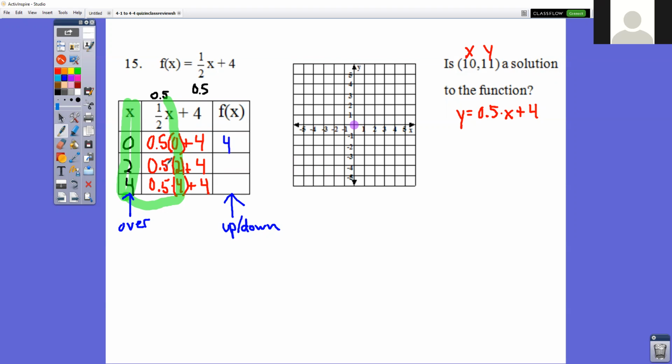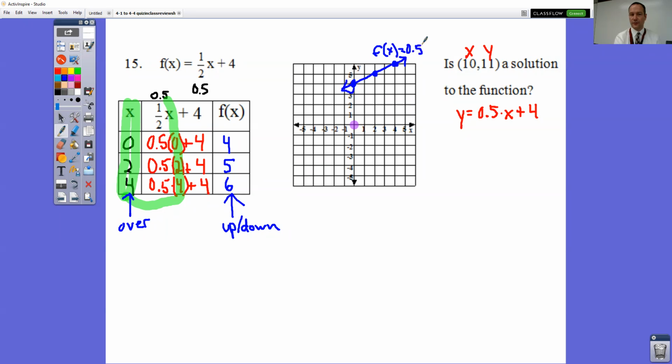0.5 times 0 is 0 plus 4 is 4. 0.5 times 2 is 1 plus 4 is 5. 0.5 times 4 is 2 plus 4 is 6. So when we go to graph it, we start at this purple dot in the middle, over 0, up to 4. Start at the purple dot in the middle, over to 2, up to 5. Start at the purple dot in the middle, over to 4, up to 6. Connect the dots, put your arrows, and you should always label your line.